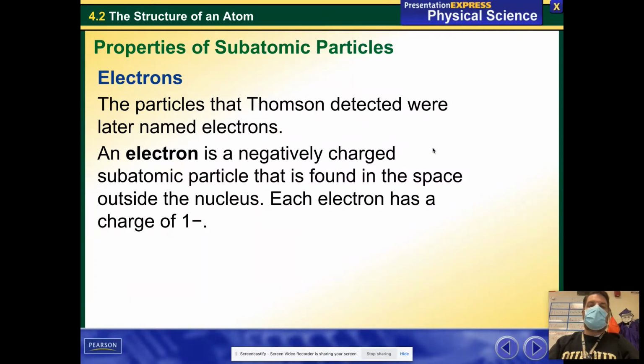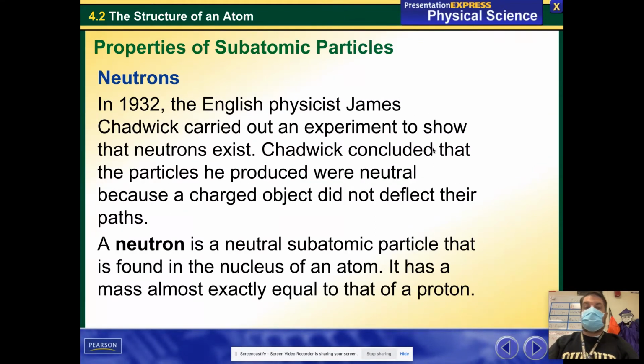Electrons are negatively charged subatomic particles that are found in space outside of the nucleus. Each electron has a negative charge of 1. Okay, and this is Thomson's work. So positive charge comes from Rutherford. Thomson has the negative charge. It's interesting that the charges are equal even though there's such a discrepancy or difference in the size of the mass. Right? In 1932, Chadwick carried out an experiment and showed that neutrons exist.